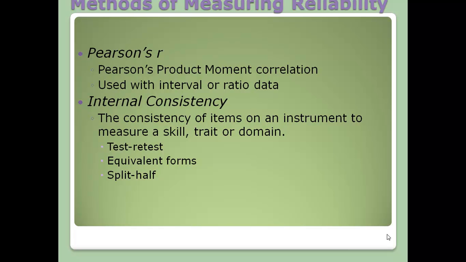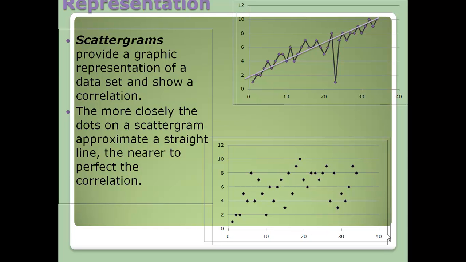However, you need to go back and look at those consistency of items. You need to look at the skill. You need to look at the traits that are measured and the domains that they are measured in. So these are the ways that we look at it again: test-retest, equivalent forms, and split half.